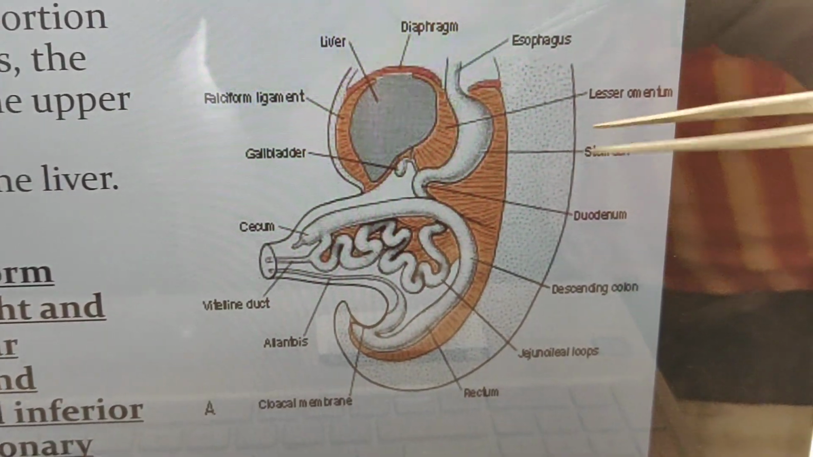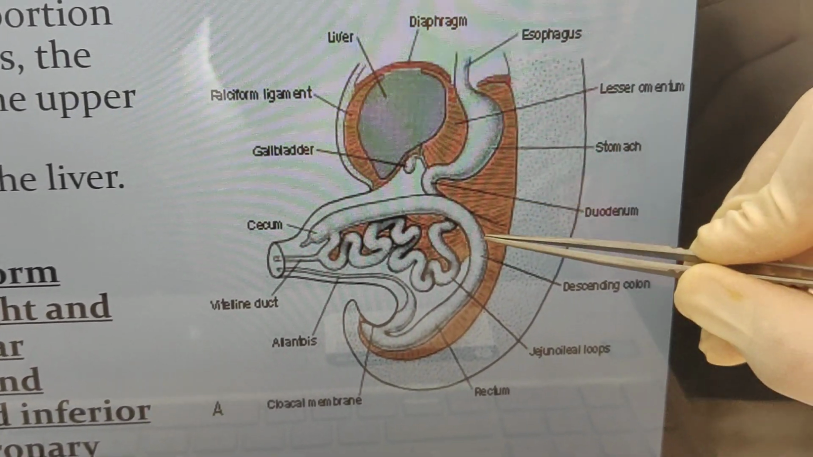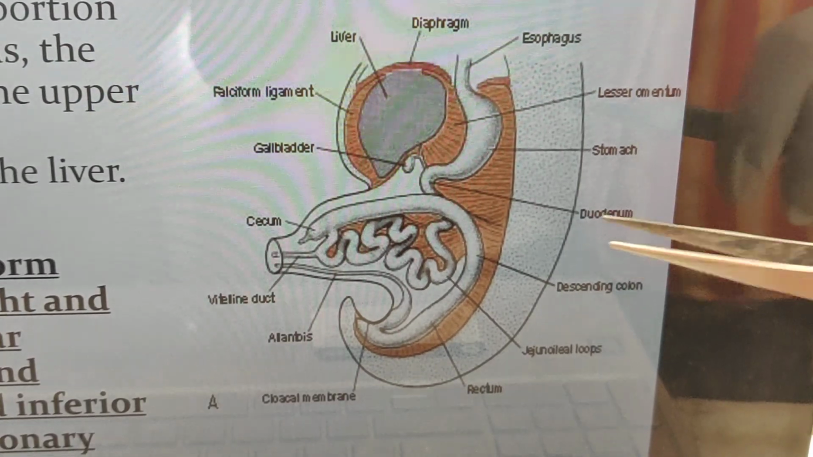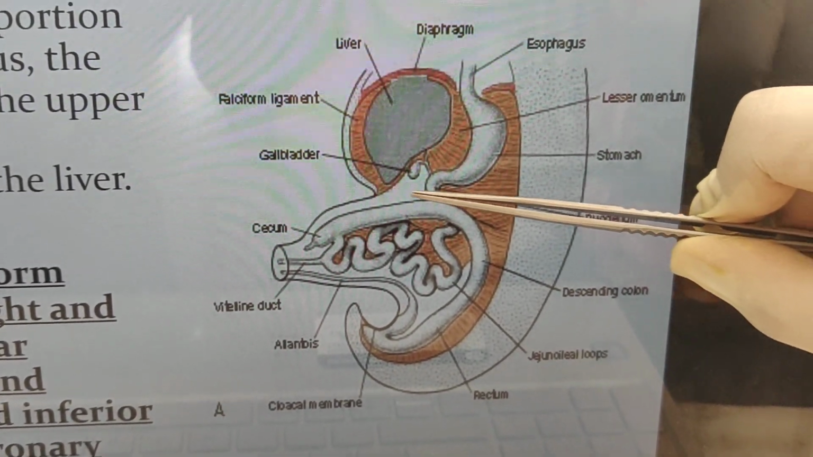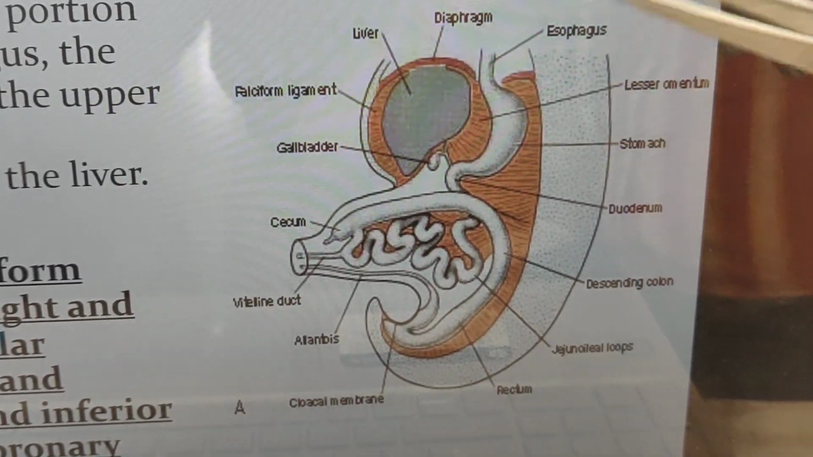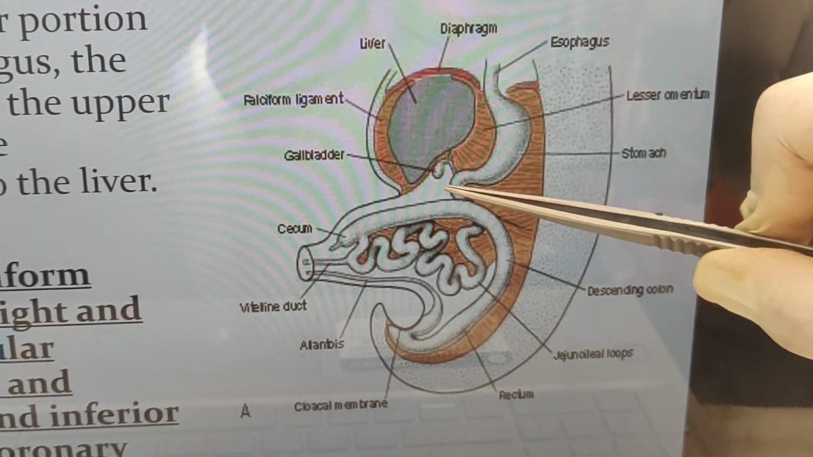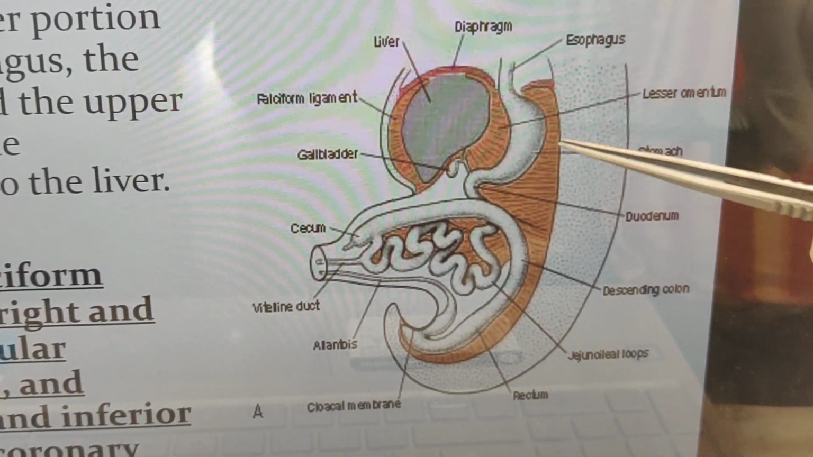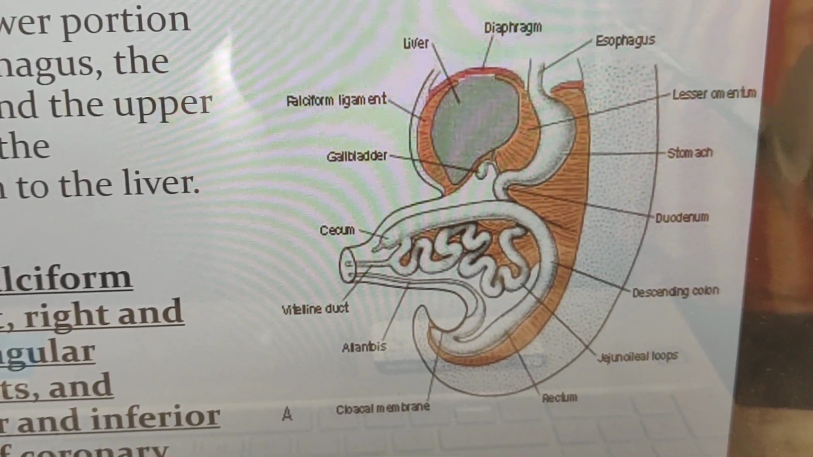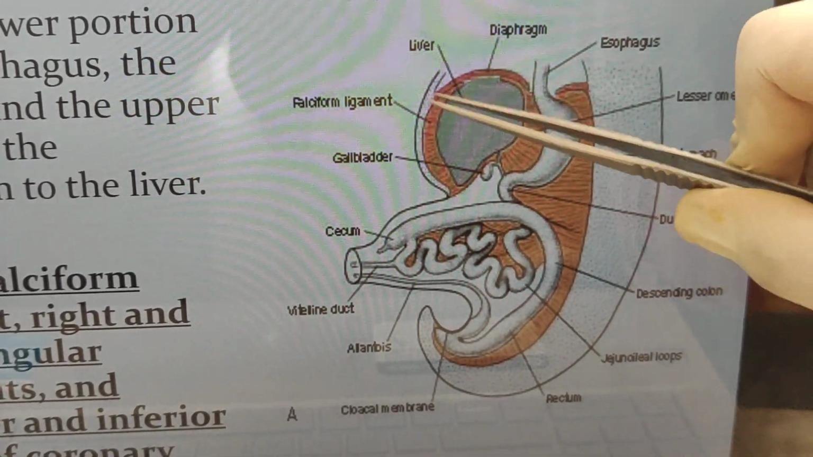Basically, developmentally, the whole of the GIT is suspended by the dorsal mesogastrium. But you have to remember that the portion of the foregut up to the second part of the duodenum is also suspended from the anterior abdominal wall by the ventral mesogastrium. The ventral mesogastrium is absent in the midgut and hindgut. Only the dorsal mesogastrium is present throughout the foregut, midgut and hindgut.